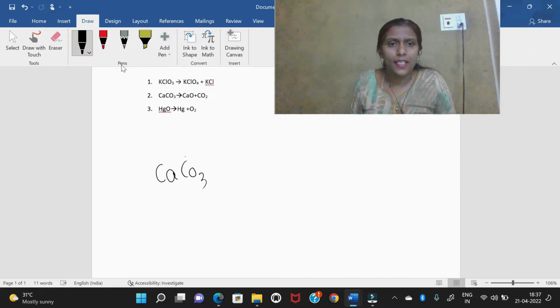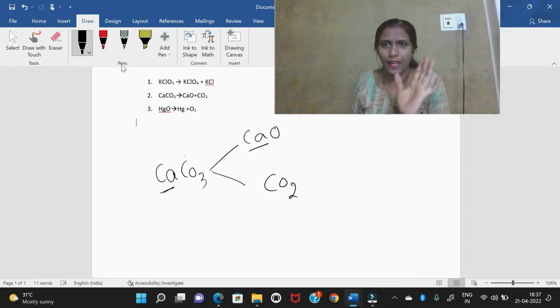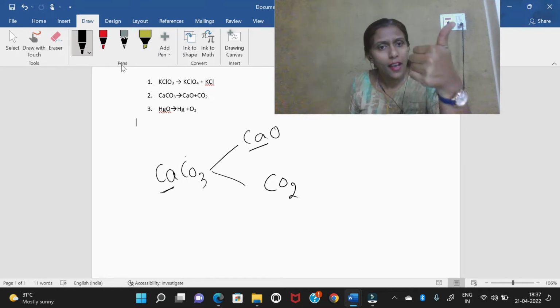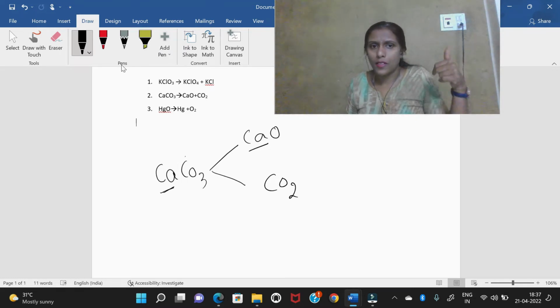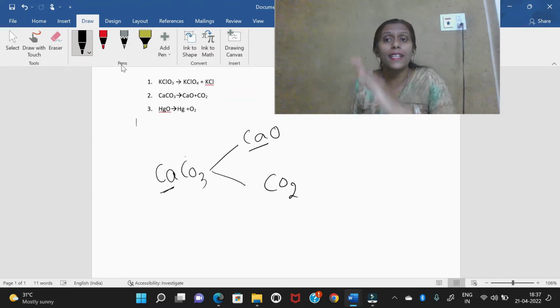Okay, CaCO3 is getting decomposed to CaO and CO2. So fine. Now let us go for the supply and the demand. This is the supply and this is the demand. Suppose there is one family which requires 1 kg of calcium, and what is my supply? It's also 1 kg. So supply equals 1 kg and demand equals 1 kg. So the condition is met and it's balanced.